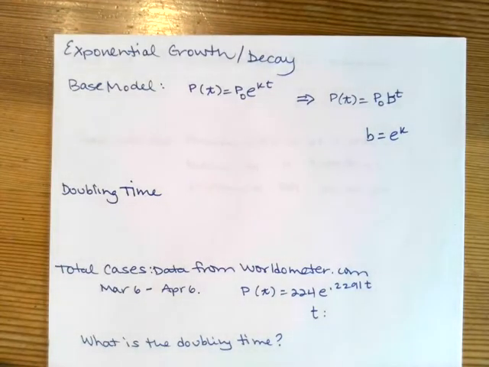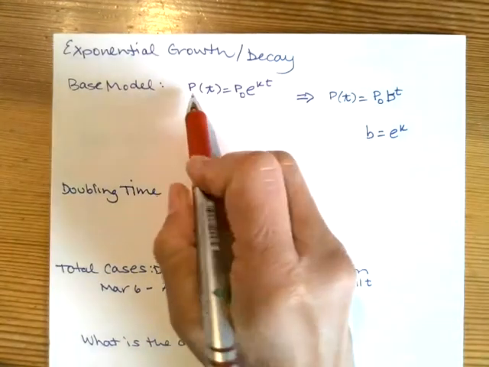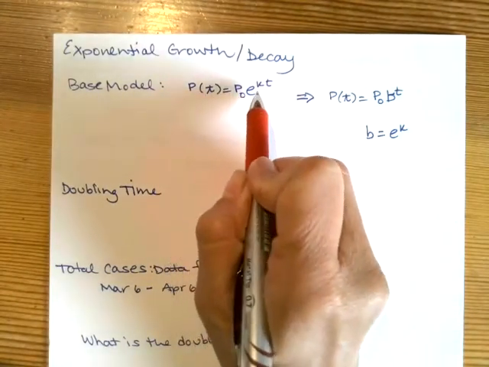So this is a great time to review exponential growth models. This model works for both exponential growth and decay. Let's start with growth. The base model that we'll use is P of t equals P sub 0 e to the kt.